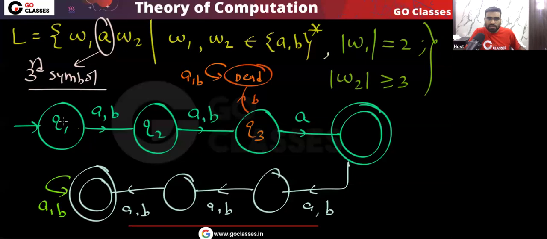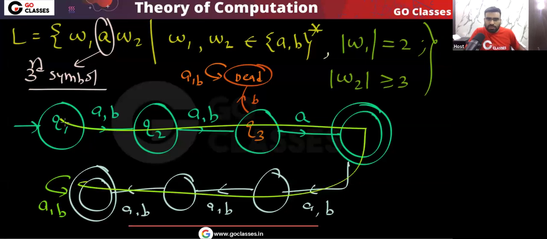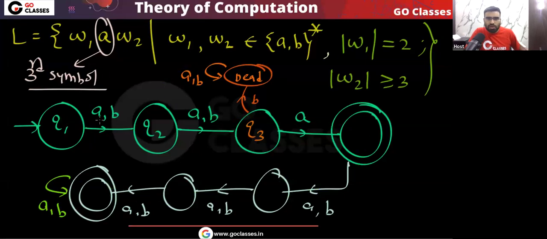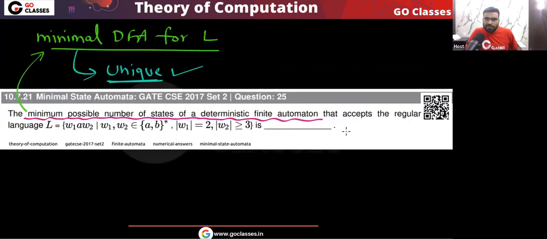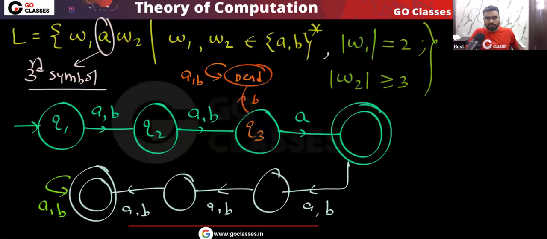So finally, how many states do we have? You can see 1, 2, 3, 4, 5, 6, 7, and 8. Total 8 states we have. Yes or no? So finally, I can say that the minimal DFA will have 8 states. Is this point clear?